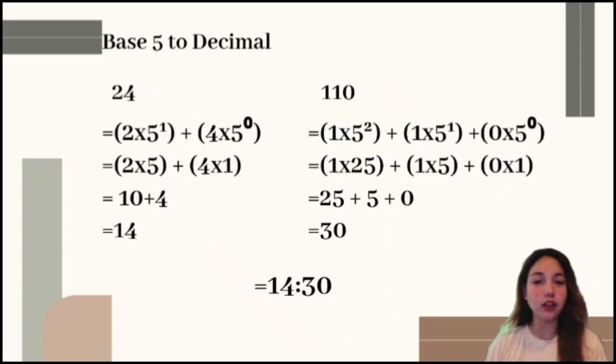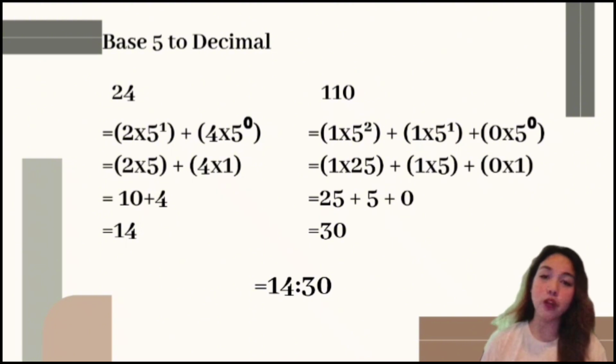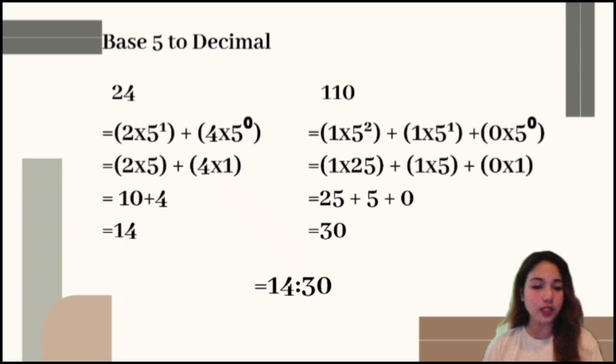After explaining how we get the normal hours and minutes into base 5, now I will explain how we will get base 5 into normal hours and minutes again. For you to not get confused, I will use the same example from earlier, which is the 24 hours and 110 minutes. First is the hours.